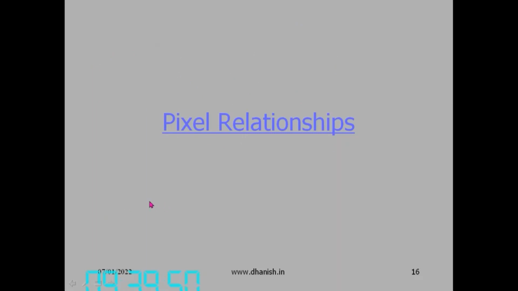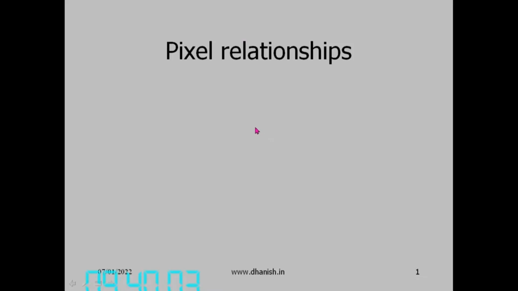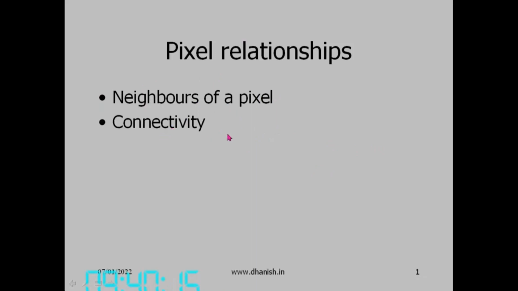Imaging geometry. So the next section is some fundamentals of image processing. To understand that, we have to understand the pixel relationships, the different types of relationships between pixels: neighbors of a pixel, connectivity, and distance measure. These are discussed in the pixel.